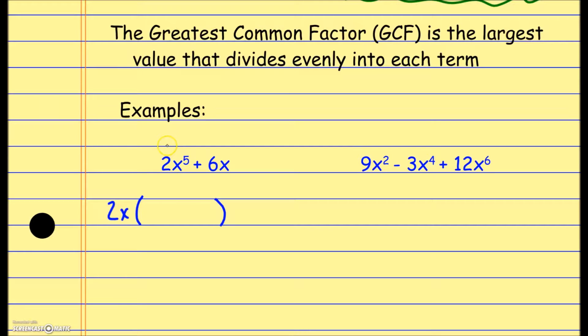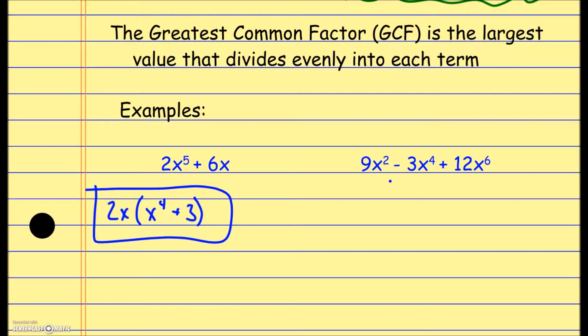So I take this first term, the 2x to the 5th, and I divide it by the 2x. 2 divided by 2 is 1. x to the 5th divided by x to the 1st, I subtract the exponents, and it's going to leave me with an x to the 4th. Then I do the same thing with the second term. I take the 6x and divide it by the 2x. 6 divided by 2 is 3, and x divided by x is x to the 0, which is just 1, so I don't need to write that. So I'm just left with this inside my parentheses. This is my factored form when I factor out the greatest common factor.